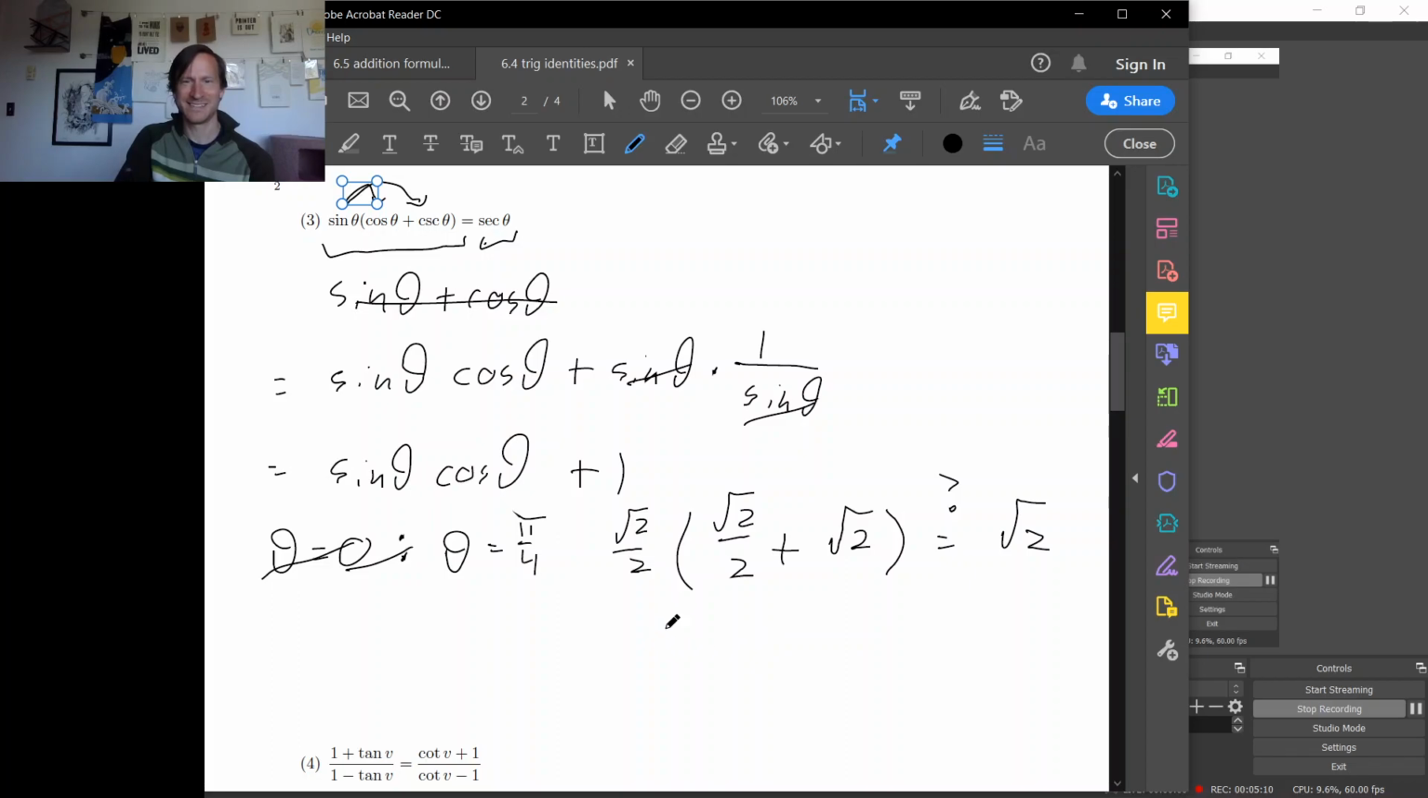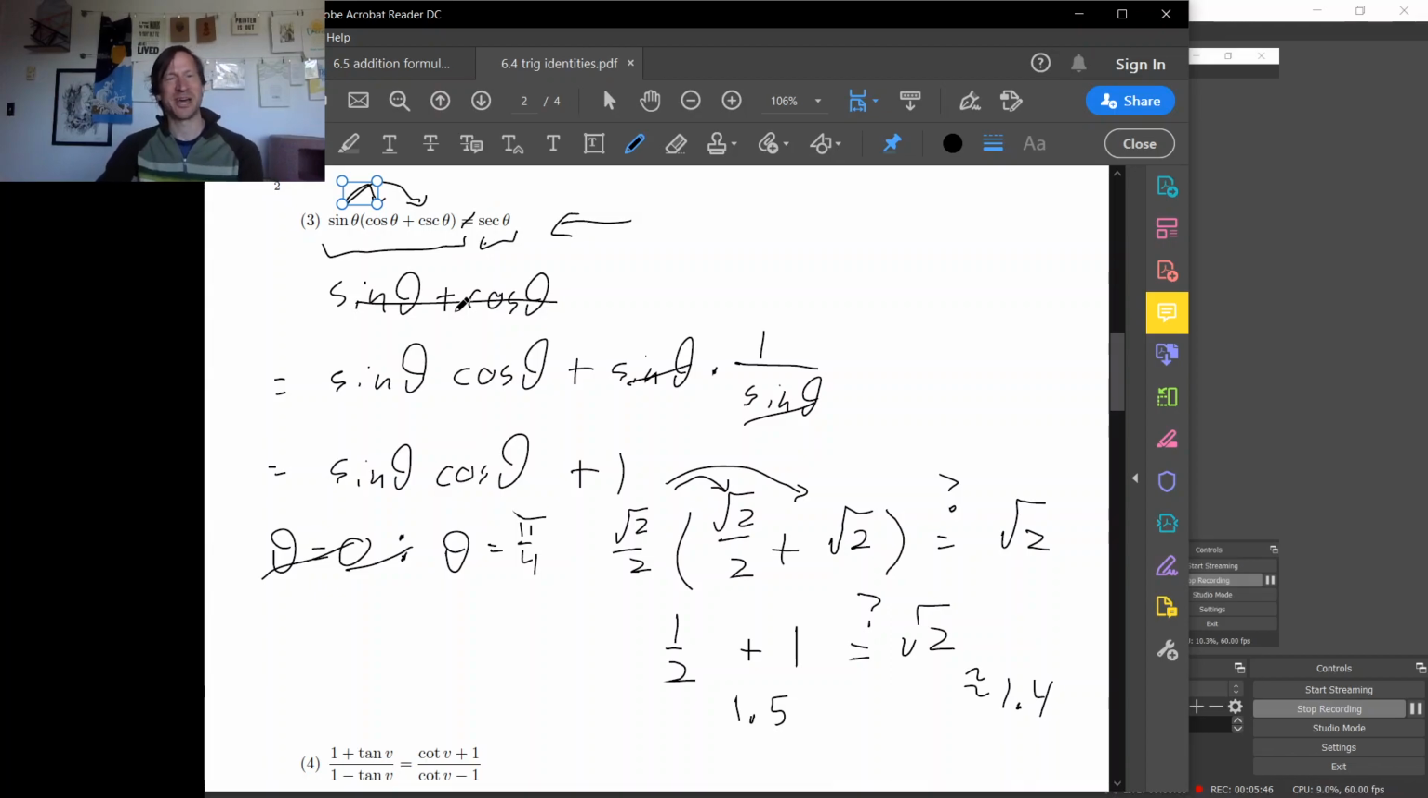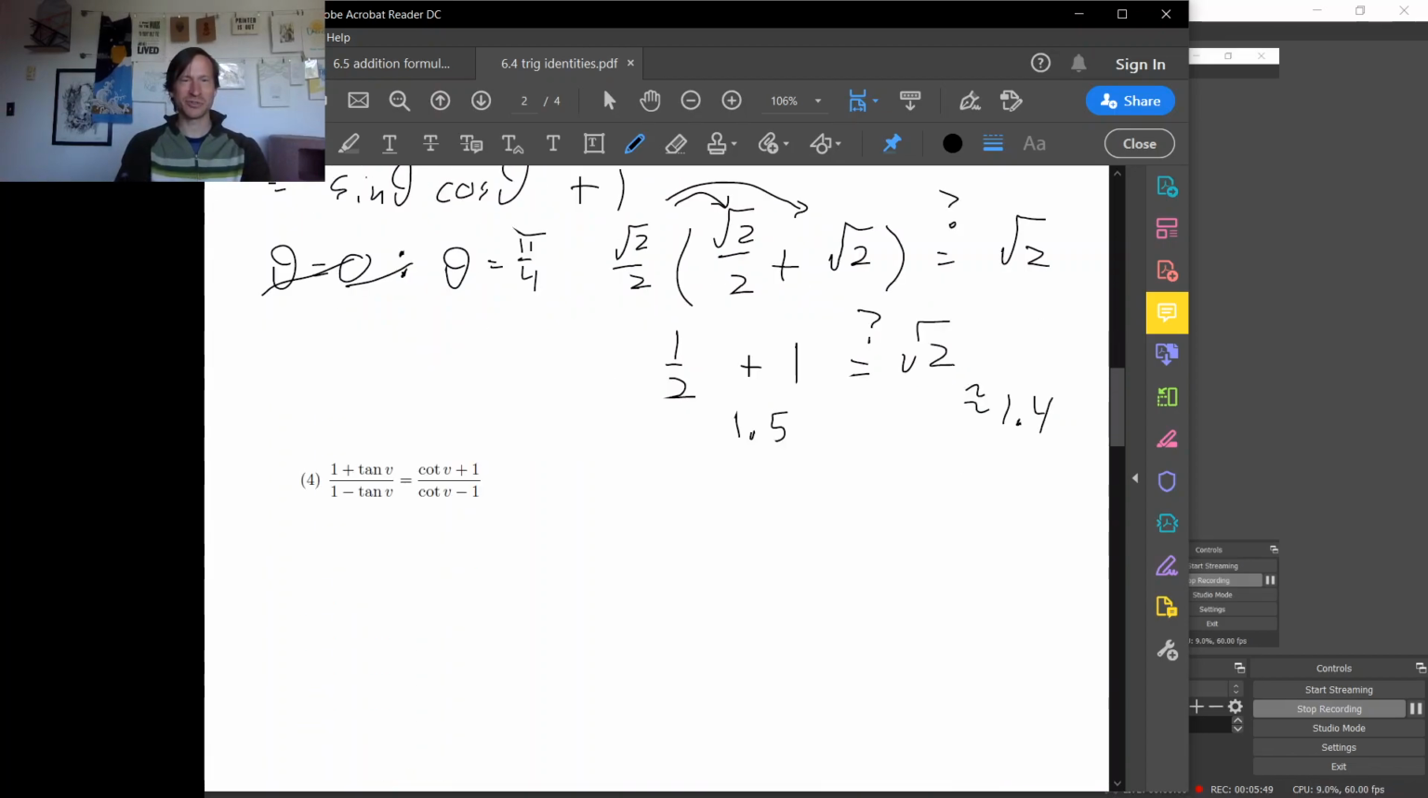So let's see. If we distribute here, we get square root of 2 over 2 times square root of 2 over 2, which is a half, plus square root of 2 over 2 times root 2, which is 1. Is that equal to the square root of 2? No, definitely not, right? 1 plus a half is 1.5, and square root of 2 is approximately 1.4. So these aren't the same. So this is not an identity. It's false. It's a lie. Okay. Let's try this one.